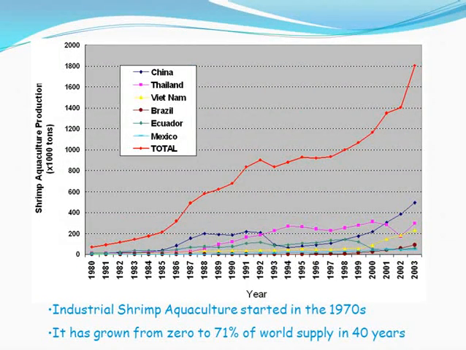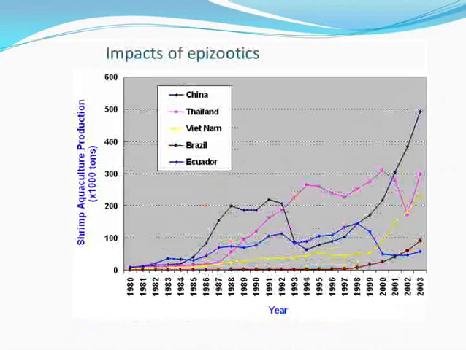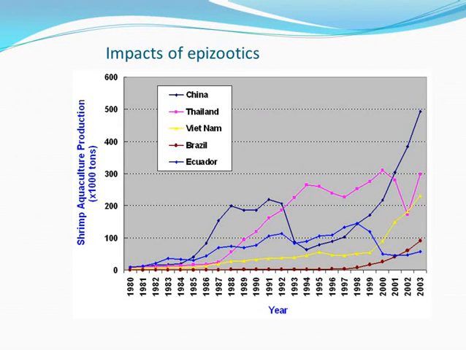Since the 1970s, shrimp aquaculture has grown rapidly from 0 to 71% of the total world supply of shrimp, with a global annual production level that exceeded 3.2 million metric tons in 2006. Epizootics remain the most catastrophic threat to the shrimp aquaculture industry, especially viral disease outbreaks.